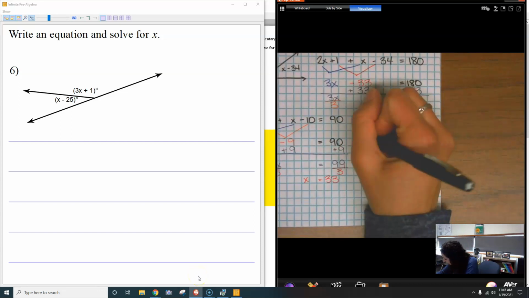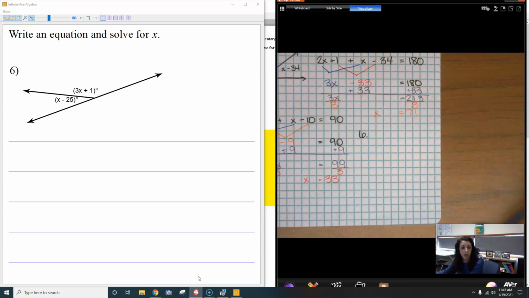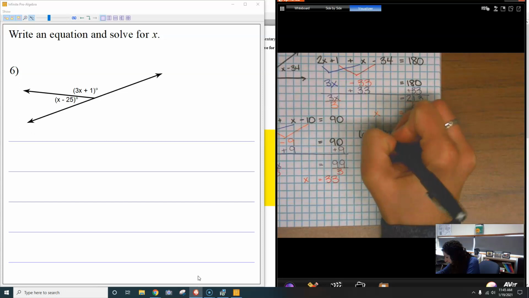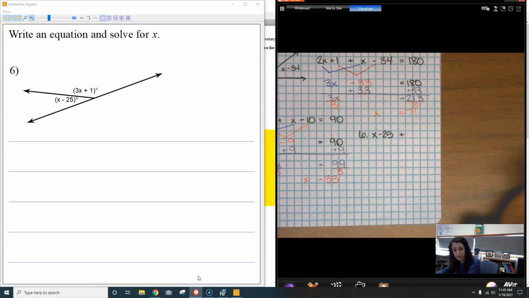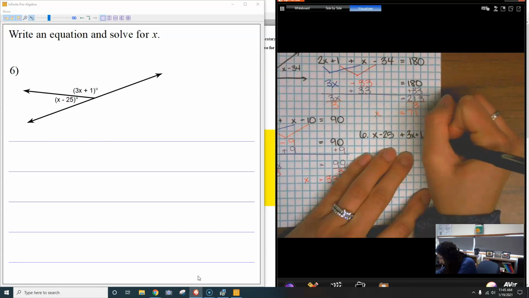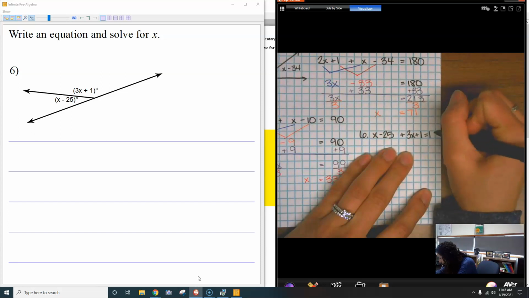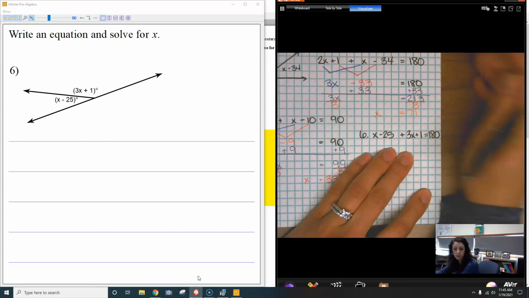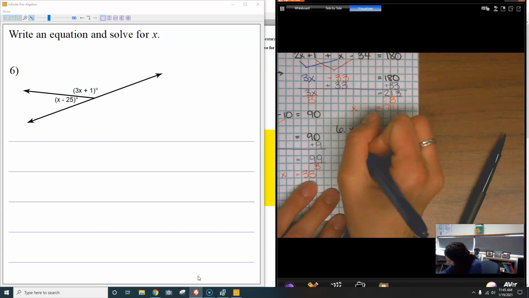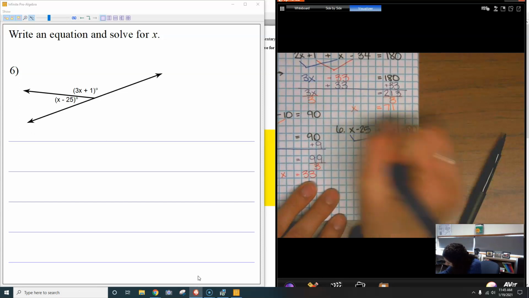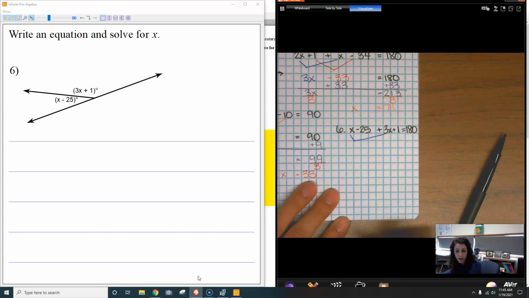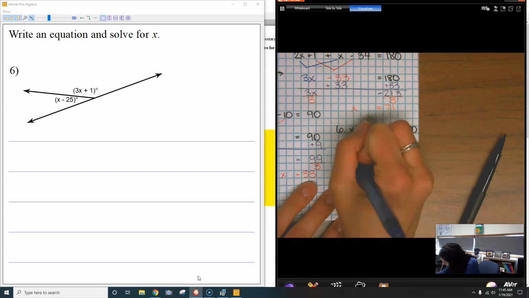So number 6, we have 2 angles. The first angle is called x minus 25. And if I add it to the next angle, which is 3x plus 1, the relationship makes a straight line, which is 180. All right, so combining some like terms, I have x and a plus 3x. That plus belongs to the 3, that minus belongs to the 25. So x plus 3x is 4x.